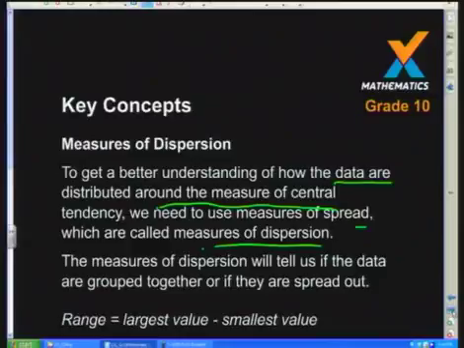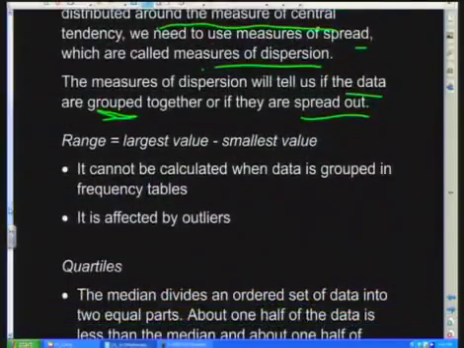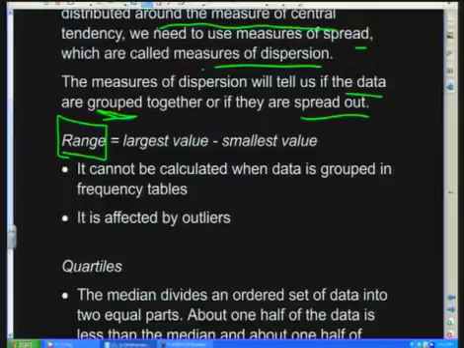The measures of dispersion will tell us if the data are grouped together or if they are spread out. Now, some of the common terminology that you will use: you will come across something called the range. And your range is simply the difference between the largest value in your set of data and the smallest value. Very importantly, guys, it cannot be calculated when your data is grouped in frequency tables.